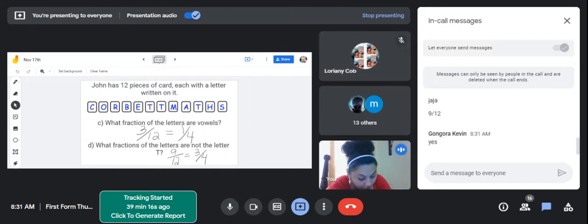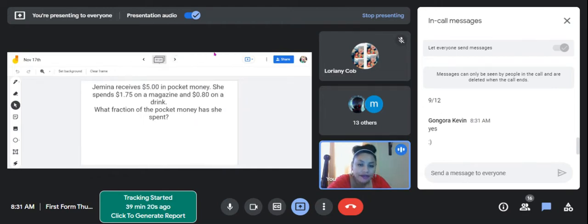Yes, miss. Okay, good. And then we have, it says, Jamina receives $5 in pocket money. She spends $1.75 on a magazine and 80 cents on a drink. What fraction of the pocket money has she spent?